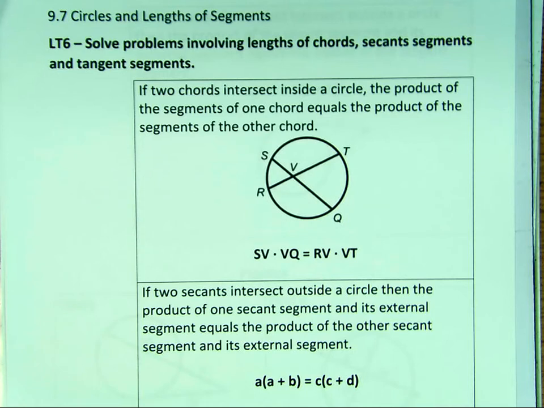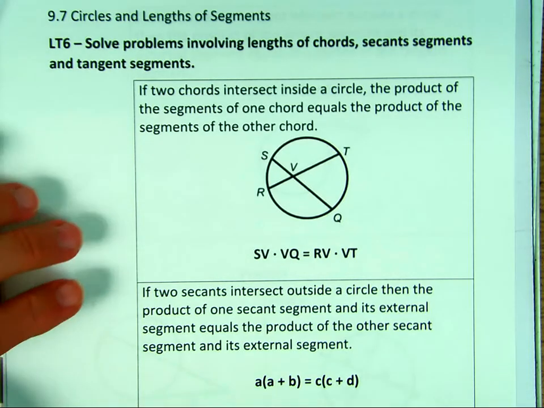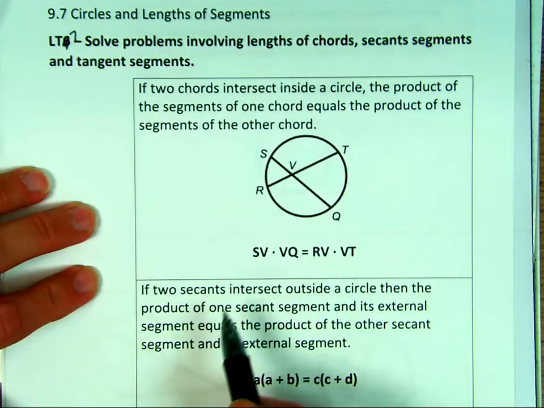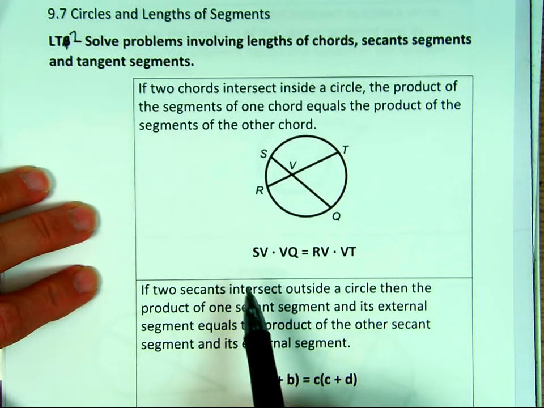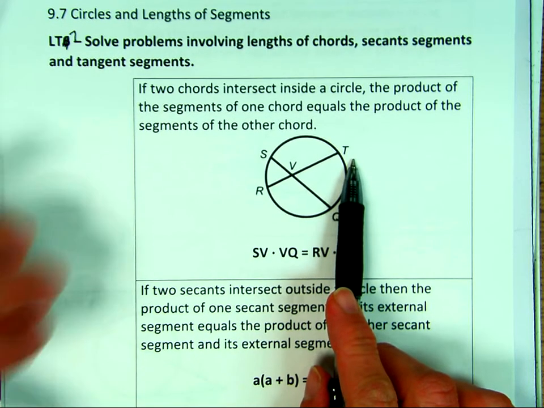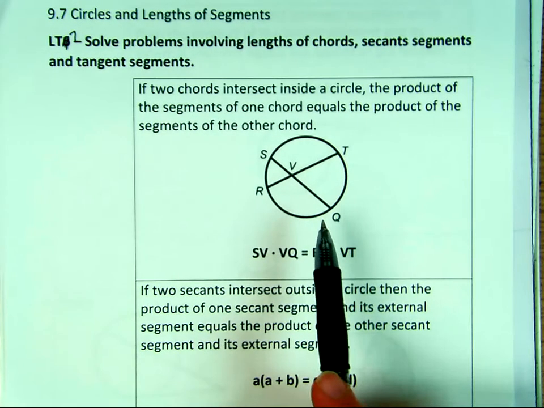Greetings, M squared here, and today we are going to learn, actually I believe that's learning target 7, so my apologies. That should be learning target 7 in this chapter. We're going to solve problems that involve lengths of chords, secant segments, and tangent segments.